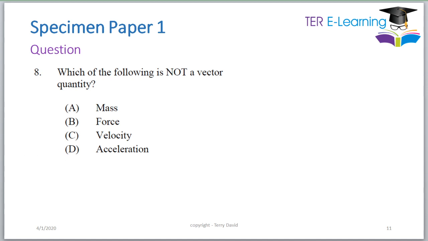Number 8. Which of the following is not a vector quantity? So we came back to vectors again. I spoke about what a vector quantity is. If it's not a vector quantity, it's a scalar quantity. So look at something here. Force, we said, was a vector. Velocity was a vector. Acceleration was a vector. So therefore, the answer for this one has to be mass. Mass is not a vector quantity. It's a scalar quantity.